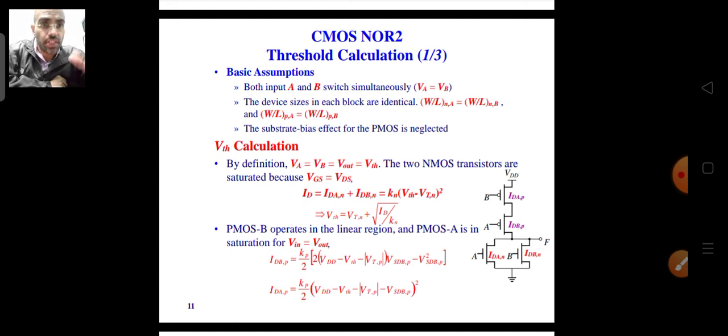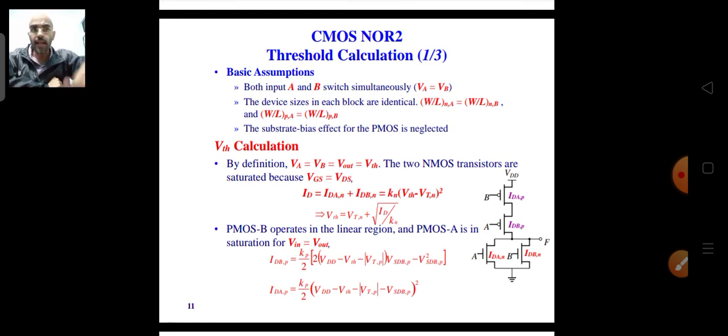I told you VDD by 2 is ideal for a CMOS inverter. If we want to find the threshold voltage, the voltage at which it will switch from on to off, we have to find the VTH formula. So what happens at this VTH? We have to find the region in which each transistor is working.